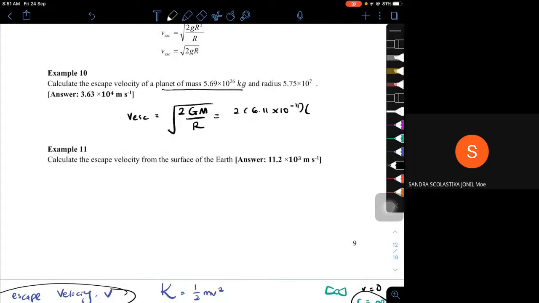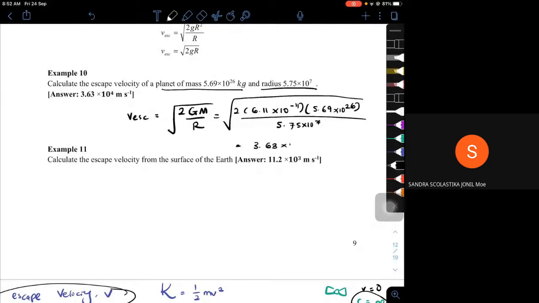Planet mass dia adalah 5.69 darab 10 kuasa 26 kilogram, dan radius of the planet is 5.75 darab 10 kuasa 7. So square root, this one is very simple lah. Yang G tu 6.67 darab 10 to the power of negative 11. Okay, so that is the answer lah.